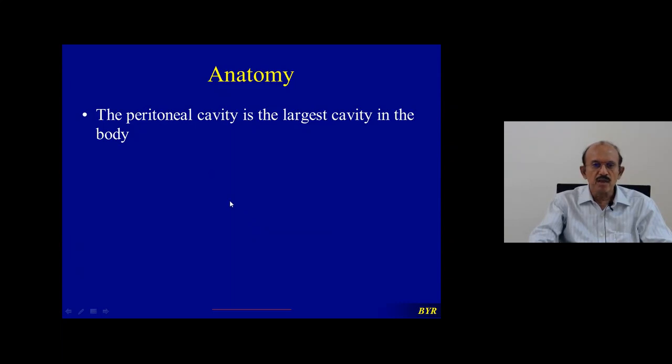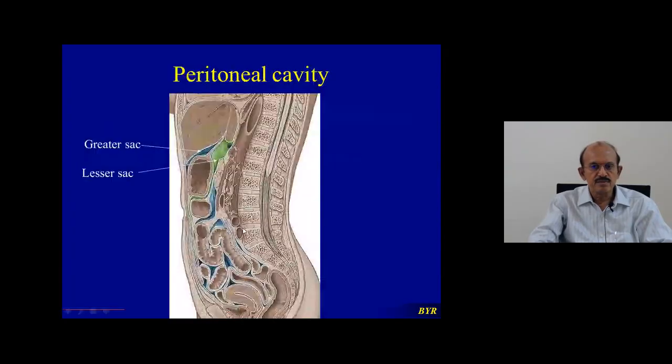Okay, let's come back to the peritoneum. Anatomy of the peritoneum. Peritoneal cavity is the largest cavity in the body. It is divided into greater and lesser sacs. Of course, all this cavity is filled with bowels and other viscera, so you can't see a big space there. The space is just like this. You can see this blue staining. This is all the spaces between the bowel loops. So this whole thing is the peritoneal cavity.